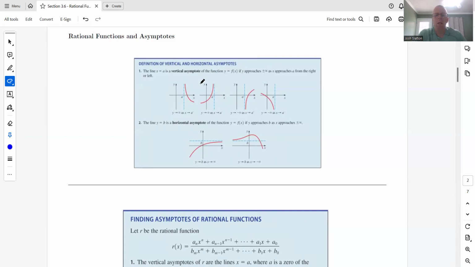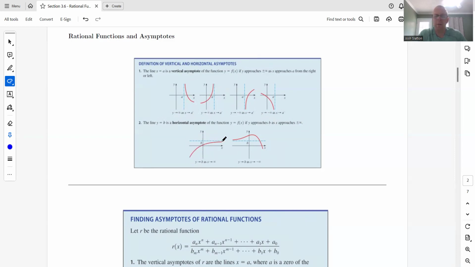And then we have a horizontal asymptote, which is always written as y equals some number, and as x approaches positive or negative infinity, y is going to approach that number. So we can see two examples here.